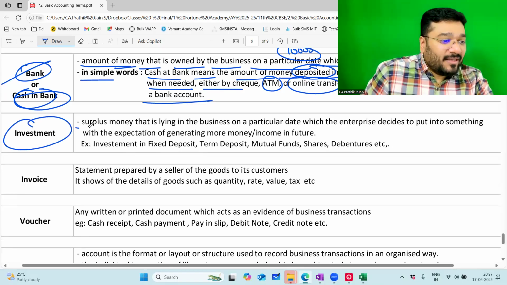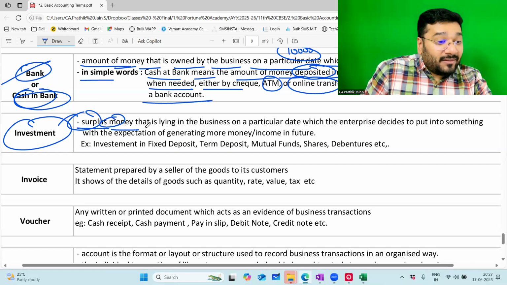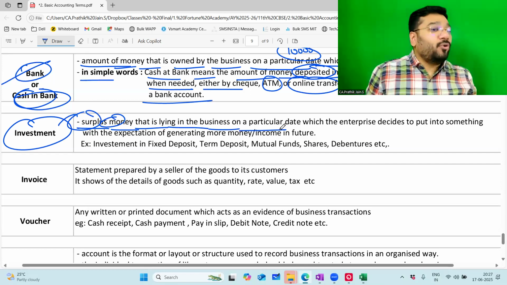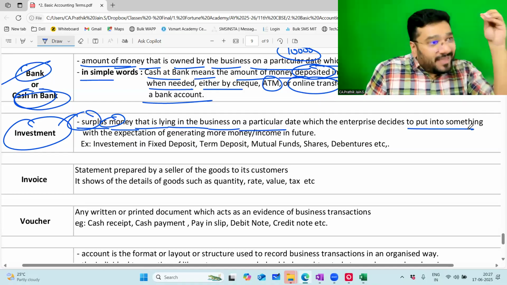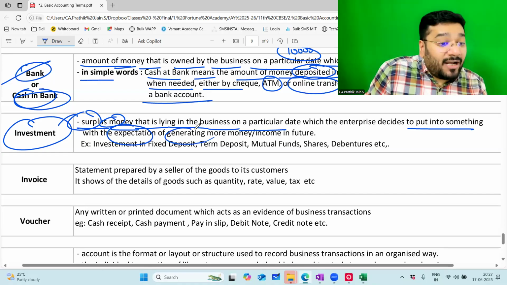Investment. Surplus money. Look at the language I'm using. Surplus money that is lying in the business on a particular date, and I don't know what to do with that money. So what do I do? I put it into something. Why? With the expectation to generate more money out of it.